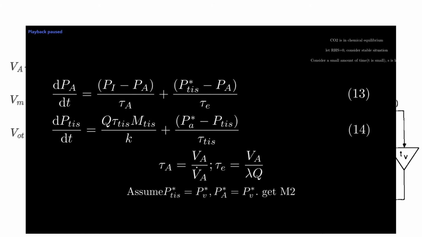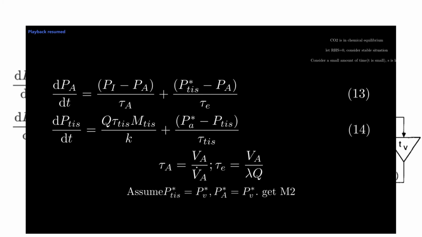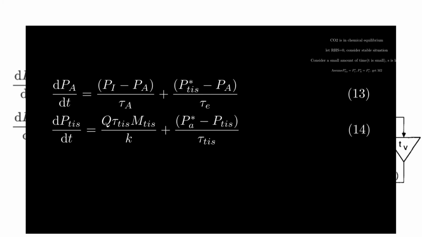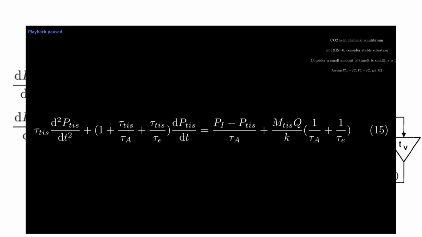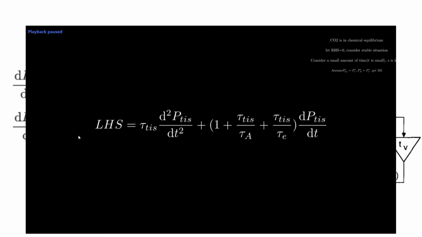So in the picture here, you can see the muscle compartment and the other tissue compartment are combined into only 1 tissue compartment. Now, the author wants to further reduce the model to only one compartment. So if we omit the time delay variables, we can get this second order ODE.